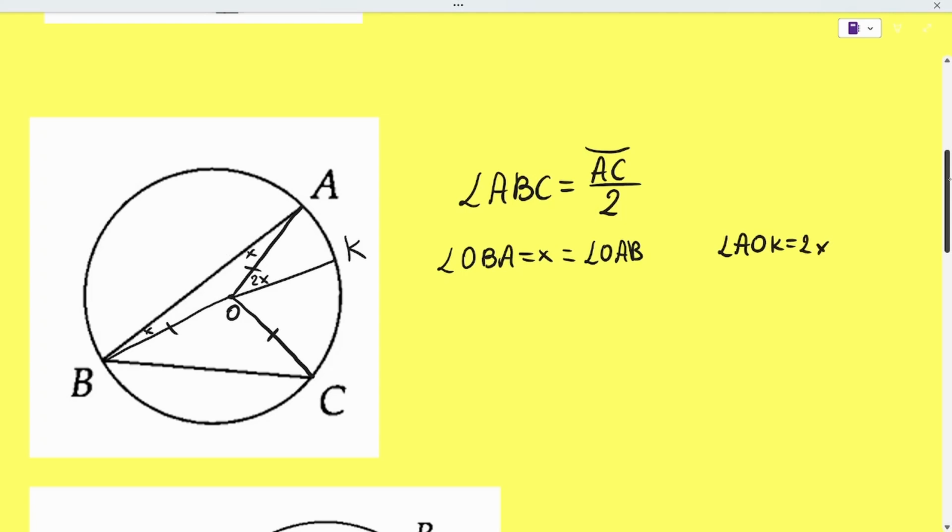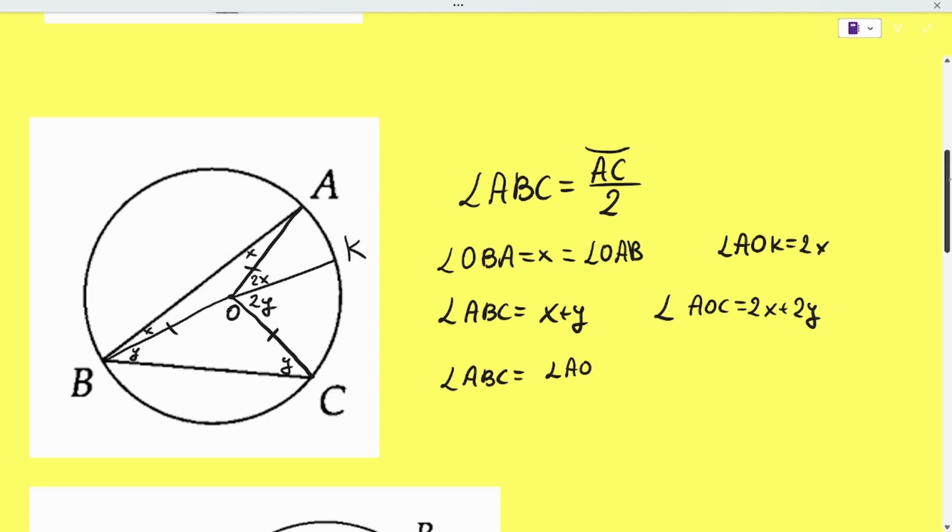If we use the same argument and assign OBC as y, OCB will also be y, once again the isosceles property, and COK angle will be 2 times y. And we can see that ABC will be x plus y, while angle AOC equals 2 times x plus 2 times y. So we can conclude that angle ABC equals half of AOC, which is itself equivalent to AC arc. And so we proved the inscribed angle theorem.